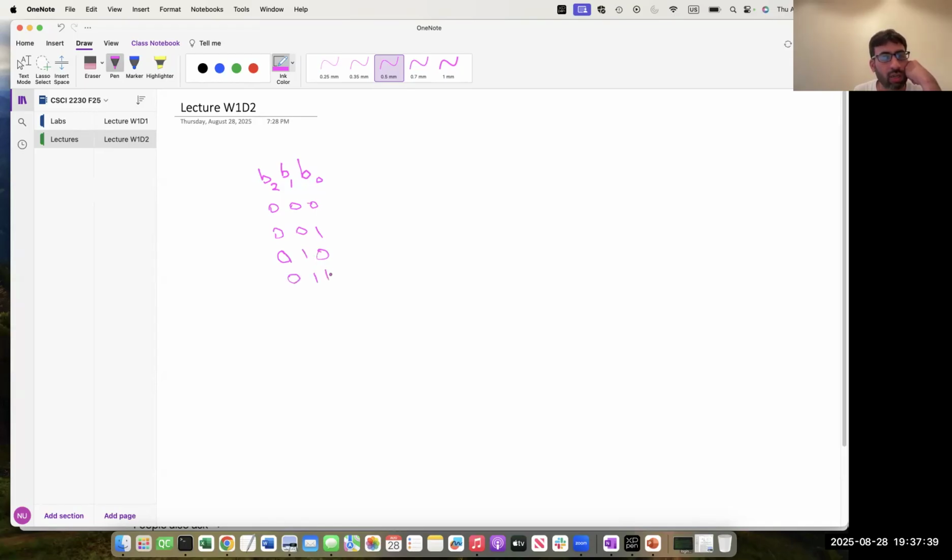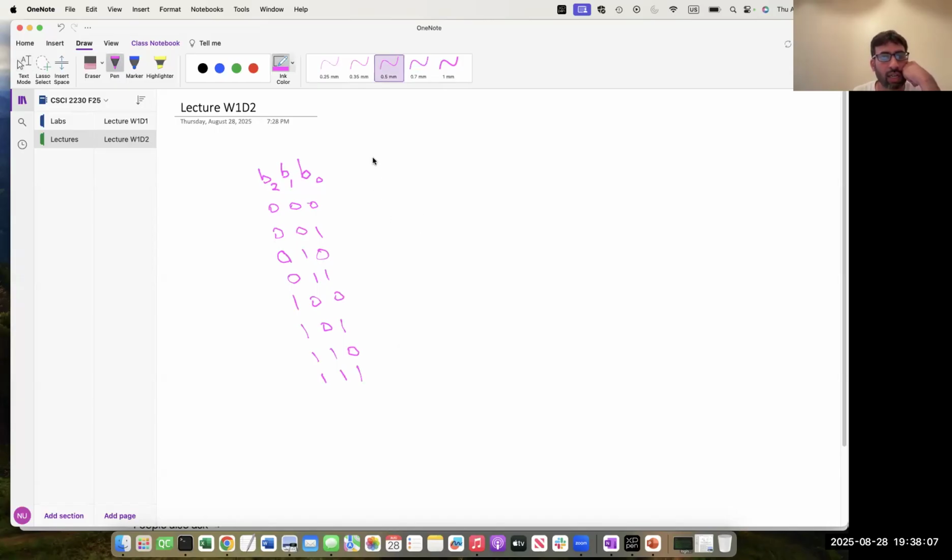Everyone can see my notepad, right? If not, please unmute yourself and let me know. So I'm just writing down all the combinations of binary values for a 3-bit number, and then I will explain. So we have 8 combinations.